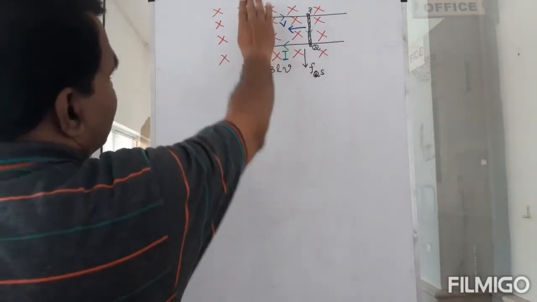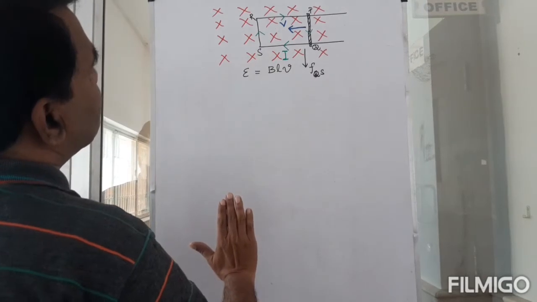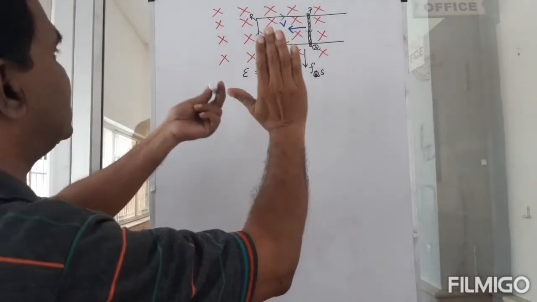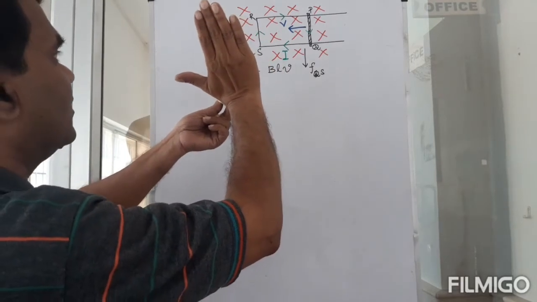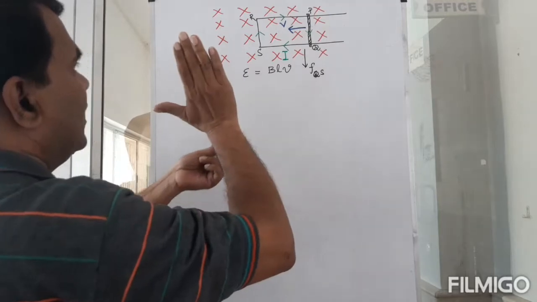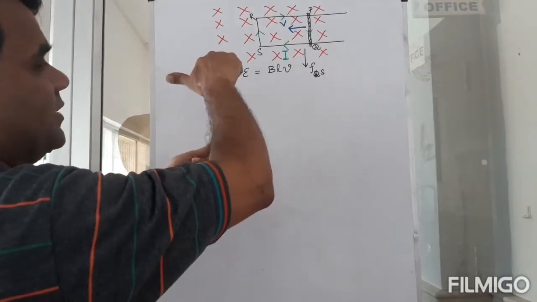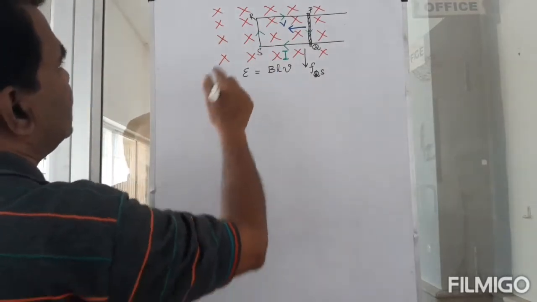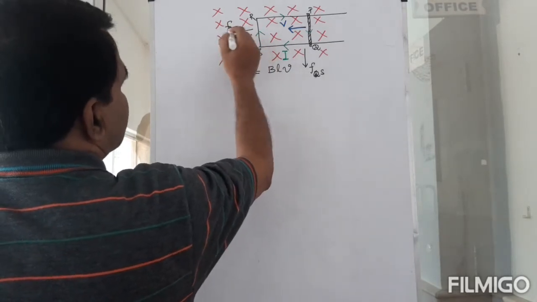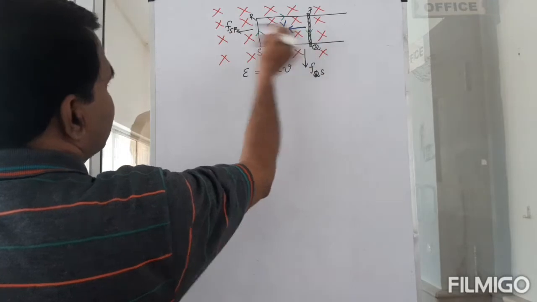What about FSR? I is in this direction, B is into the board, and I'm taking this length, not this length, this length. IL cross B, it will experience the force in this direction. So FSR will be in this direction.